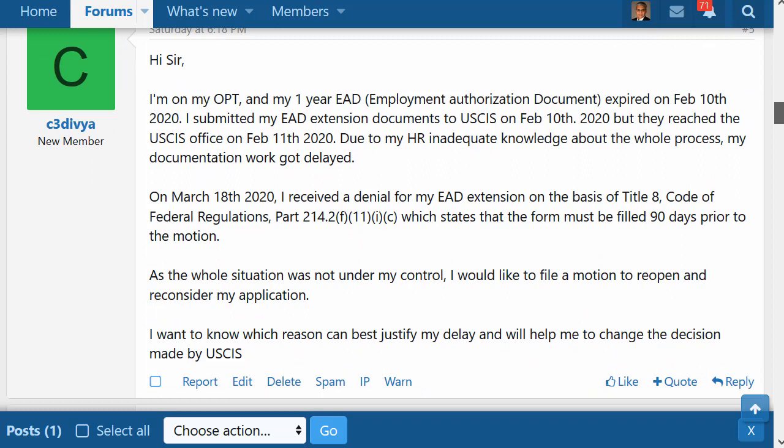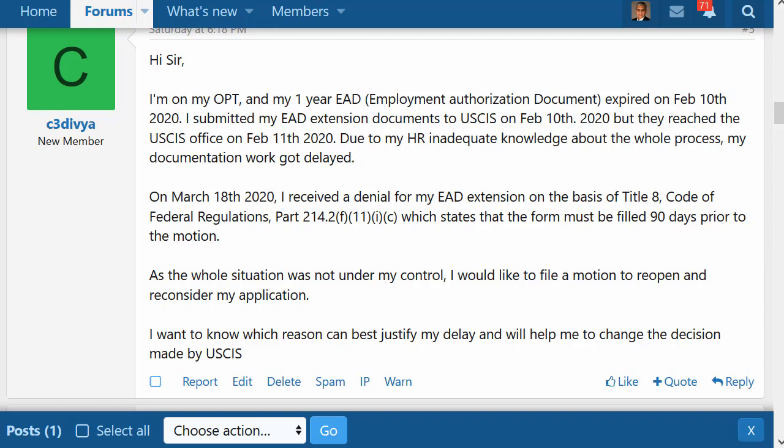This is from Divya. I'm on my OPT and my 1-year EAD expired Feb 10th. Yeah, so you were late in submitting the application. Will the MTR help? You can try, Divya. I've not had too much success in these cases. At least I don't remember. I think we've done 1 or 2 in the last 1 year. But normally what they say is that the deadline is hard. If you miss a hard deadline, we're not going to reopen the case. But maybe they will. I don't remember the outcome of our cases.